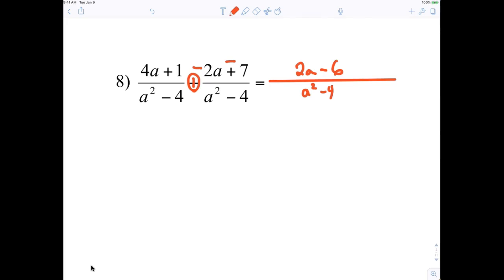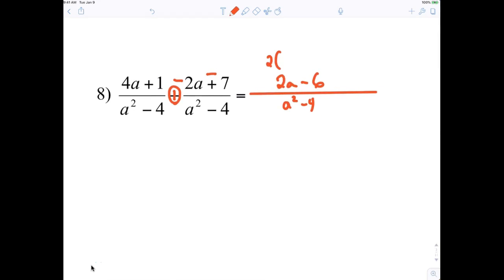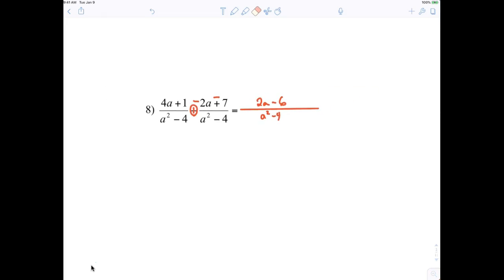No. Nothing can reduce. Now, notice we could have said the top factors into 2 times a minus 3, and the bottom is a plus 2, a minus 2. But does that help at all? Doesn't help. All right, since it doesn't help, it's not necessary. So that can go away, and that can go away. Everybody okay with that? All right.